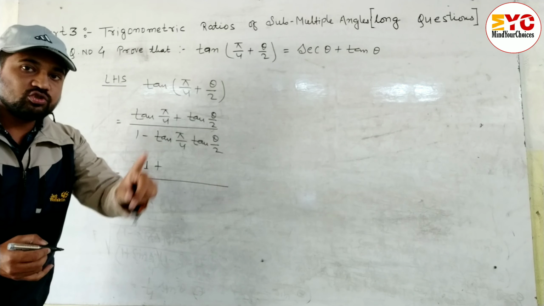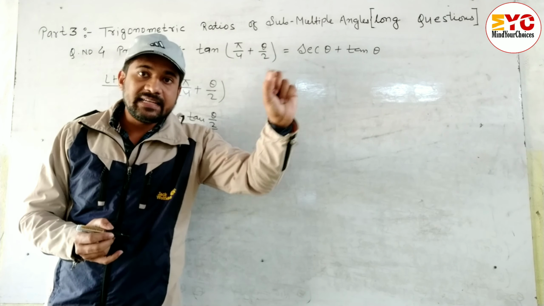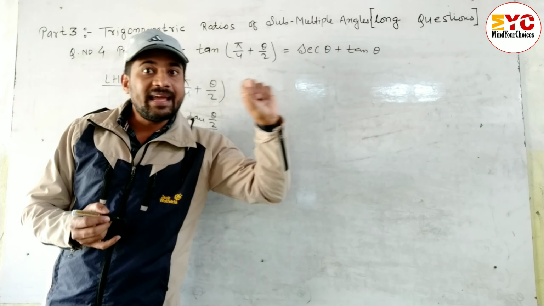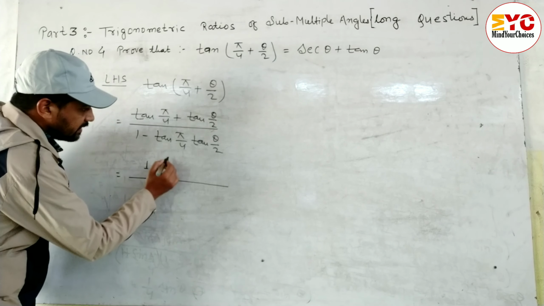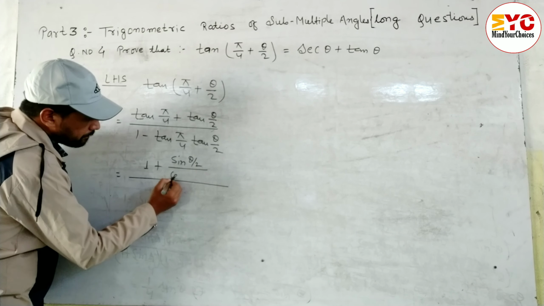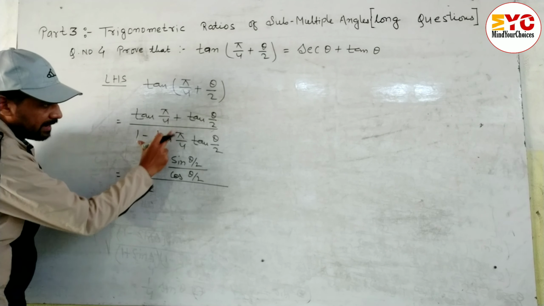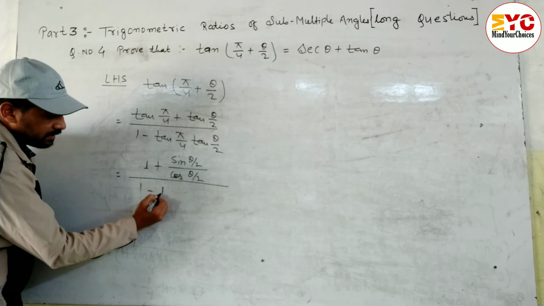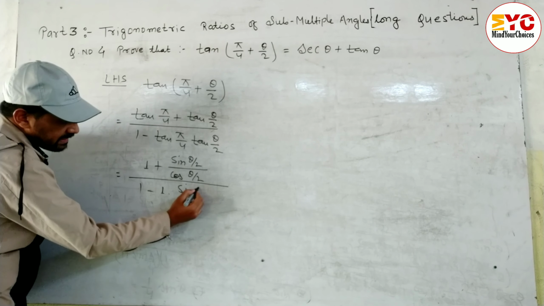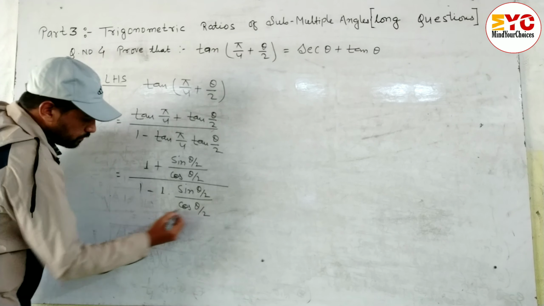Tan theta means sin theta by cos theta, so tan theta/2 means sin theta/2 by cos theta/2. So we can write here sin theta/2 by cos theta/2. In the denominator, 1 minus tan pi/4 means 1, and here the tan theta/2 value, using the formula, is sin theta/2 by cos theta/2.